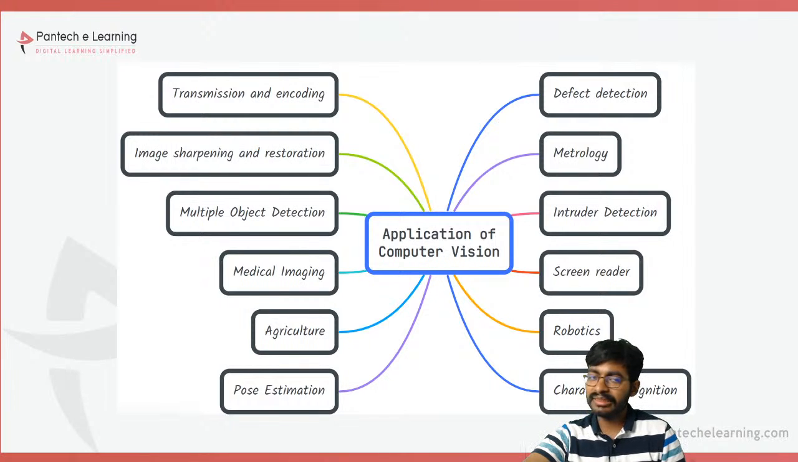In agriculture, we can go with leaf disease detection and weed detection. Those kinds of things we will be able to make. Medical imaging means working with CT scans, X-ray images, MRI scans, and microscopic images. Those are known as medical imaging.